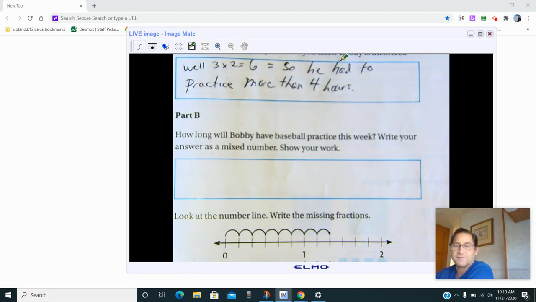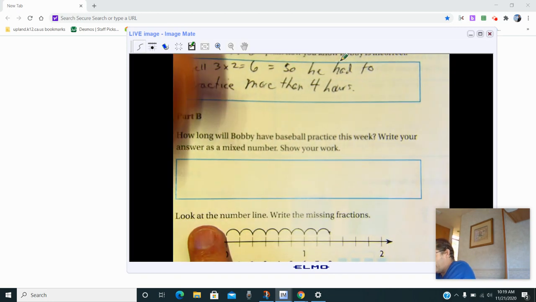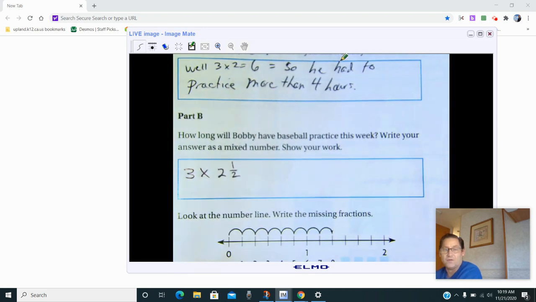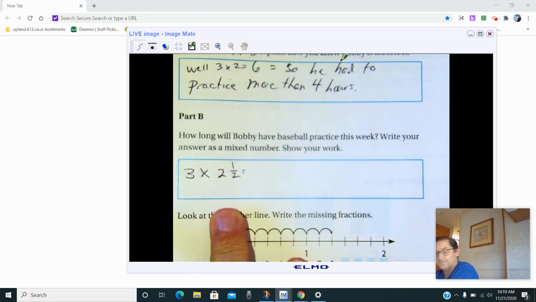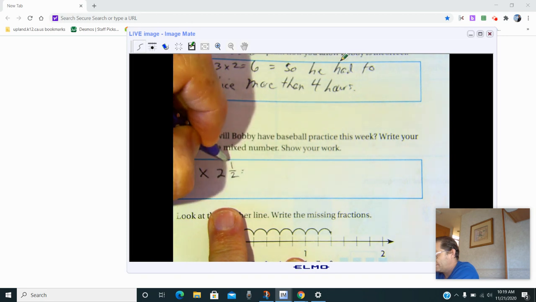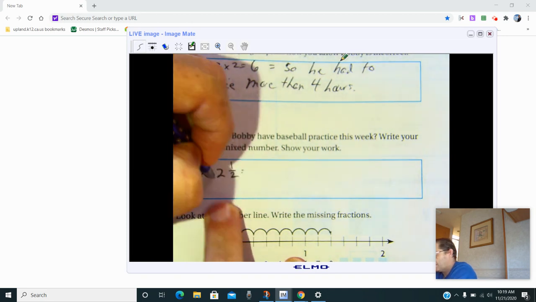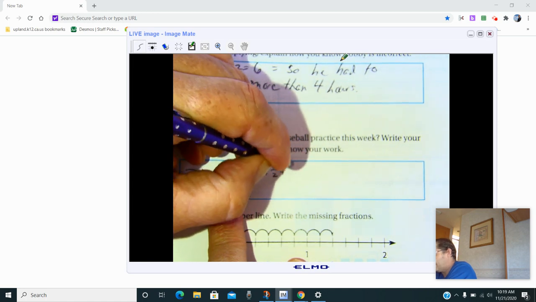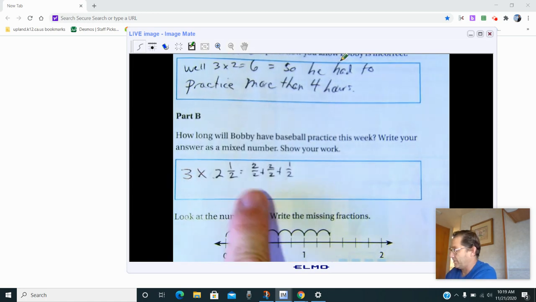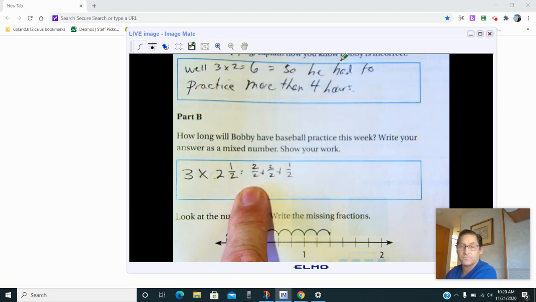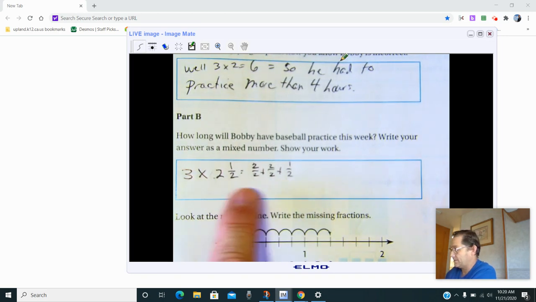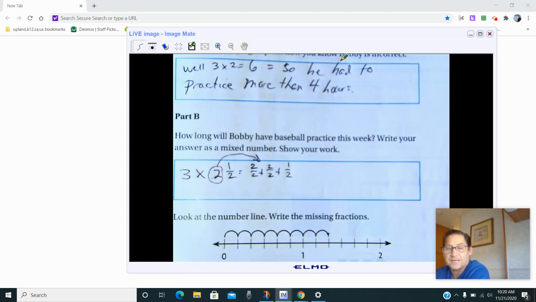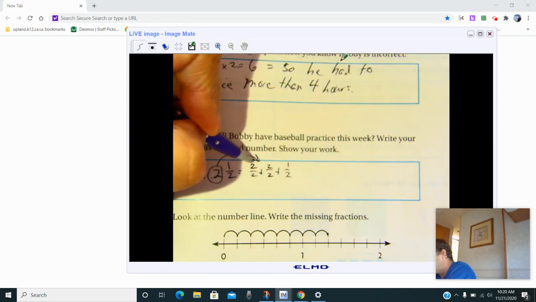How long will Bobby have baseball practice this week? All right, so we have 3 sets. Every practice is 2.5 hours. Change the 2.5 into a fraction greater than 1. The 2 wholes here represent 2 halves plus 2 halves plus the leftover 1 half. Remember, 2 halves is 1, 2 halves is 1, so 1 plus 1 is 2. All I'm doing is renaming the 2 as fraction parts. So 2, 4, 5 halves.